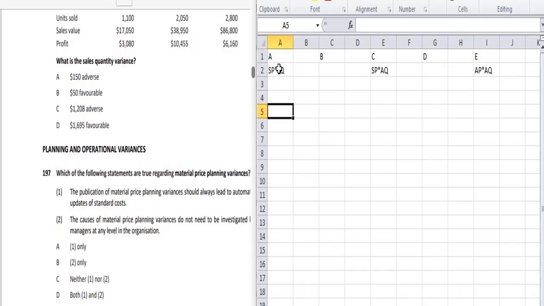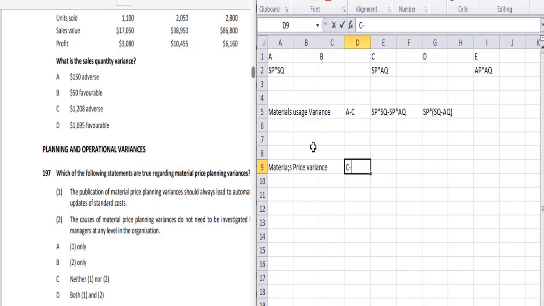So what I told, material usage variance. How will we get that? By subtracting A minus C, means A is our SP into SQ minus SP into AQ, and what's common between these two? SP is common, so we will take it out, and the remaining is SQ minus AQ. Then the material price variance.